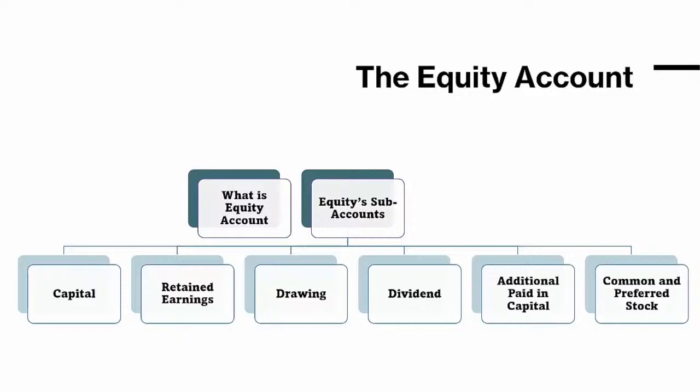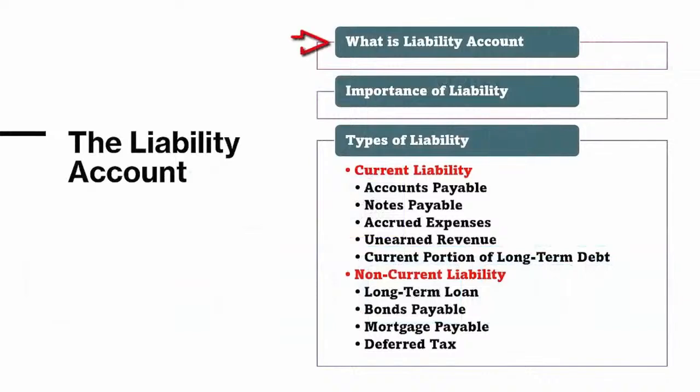All right, students, now let's talk about another important part of the accounting system: liability accounts. What is a liability account? A liability is essentially a debt or obligation that the business owes to others. Liabilities arise when the business borrows money, buys goods or services on credit, or incurs expenses that it hasn't paid yet. In simple terms, liabilities are the amounts the business owes to other people or organizations, such as banks, suppliers, or tax authorities.